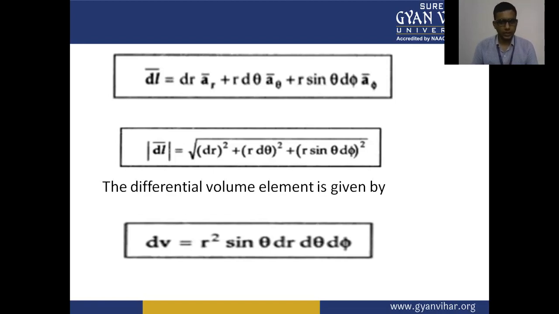The differential length in modulus form is given by the next equation: the square root of dr whole square plus r d theta whole square plus r sine theta d phi whole square. This is the form of the differential length in modulus form. So through this we are able to find the magnitude of the differential length in the spherical coordinate system.